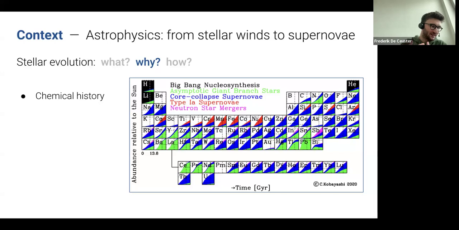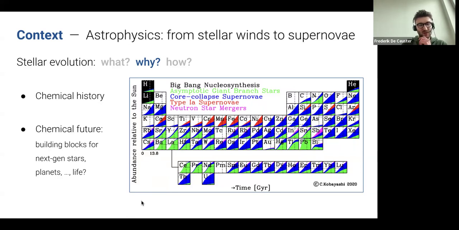So if you want to understand the chemical history of the universe, we need to understand how these stars and these supernovae actually happen and how that works. And if we can understand the history, it means we can also understand the future, because all these elements will form the building blocks for the next generation of stars, planets, and perhaps even life.